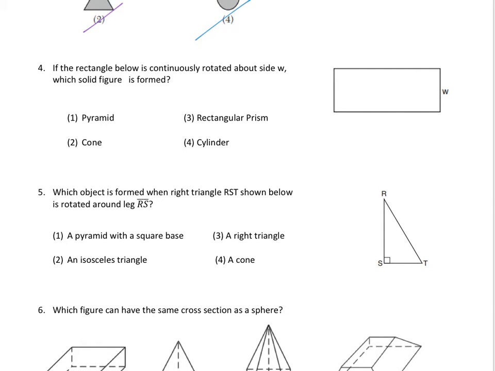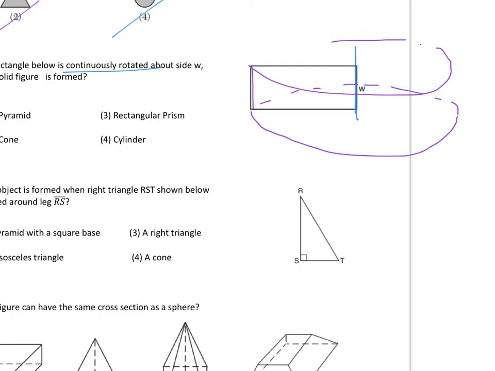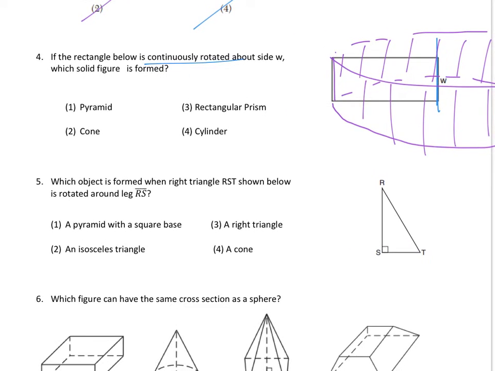Question 4 says if the rectangle below is continuously rotated around side W, what solid figure is formed? So I'm going to move my paper over so I can kind of sketch this for you. If I were to rotate this edge of my rectangle around side W, this edge would get pulled, dragged way over here and then back around the back side. The top would get pulled way over here, back around the back side. And you can see that this is forming a cylinder, taking that edge going around and around and around, giving us choice 4 as our answer.